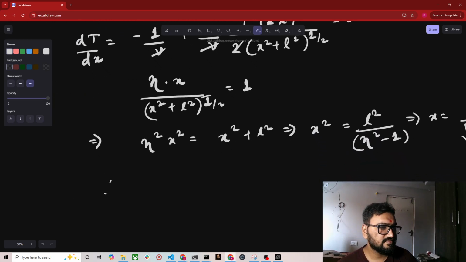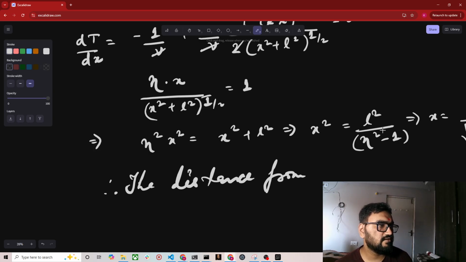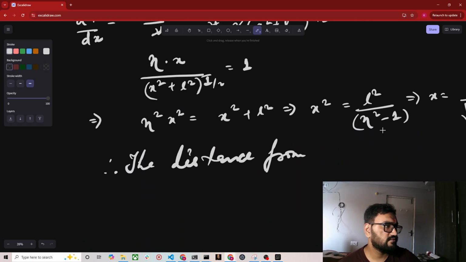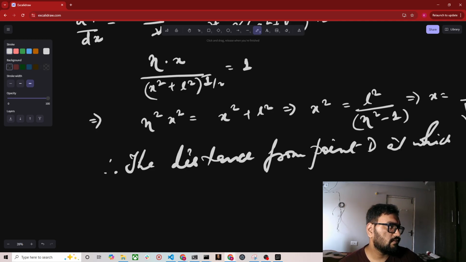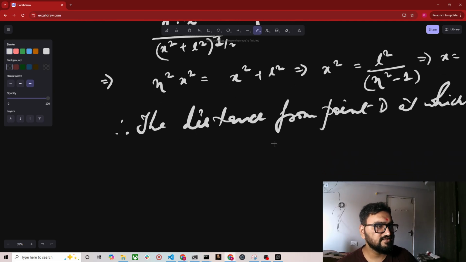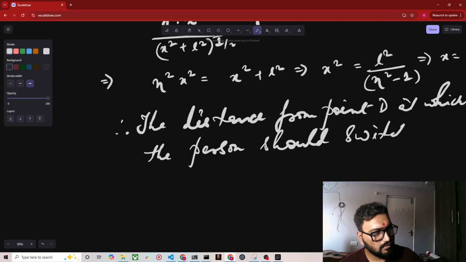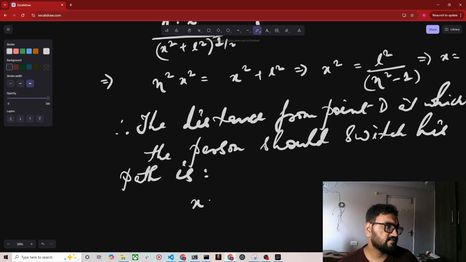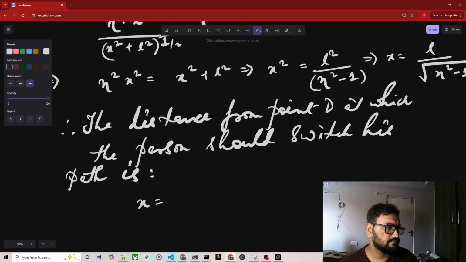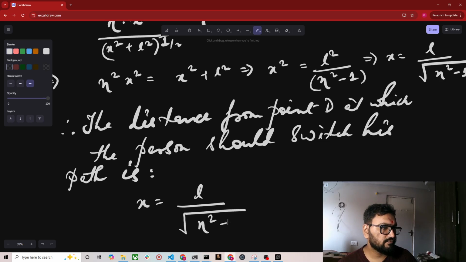Therefore, the distance from point D at which the person should switch his path is x equal to L by root over eta square minus 1.